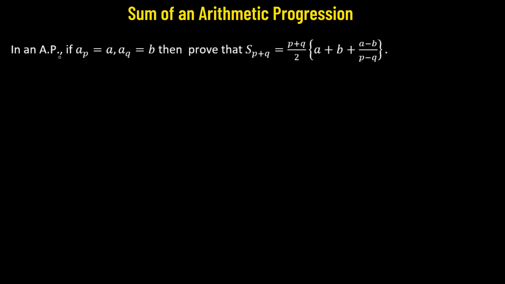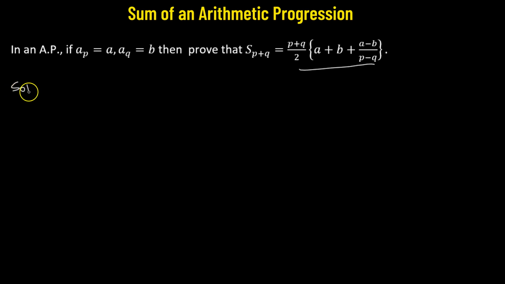We have an arithmetic progression, and in this arithmetic progression it's given that the pth term is a and the qth term is b. Then using this we need to prove that the sum up to the p plus qth term is given by this particular expression.